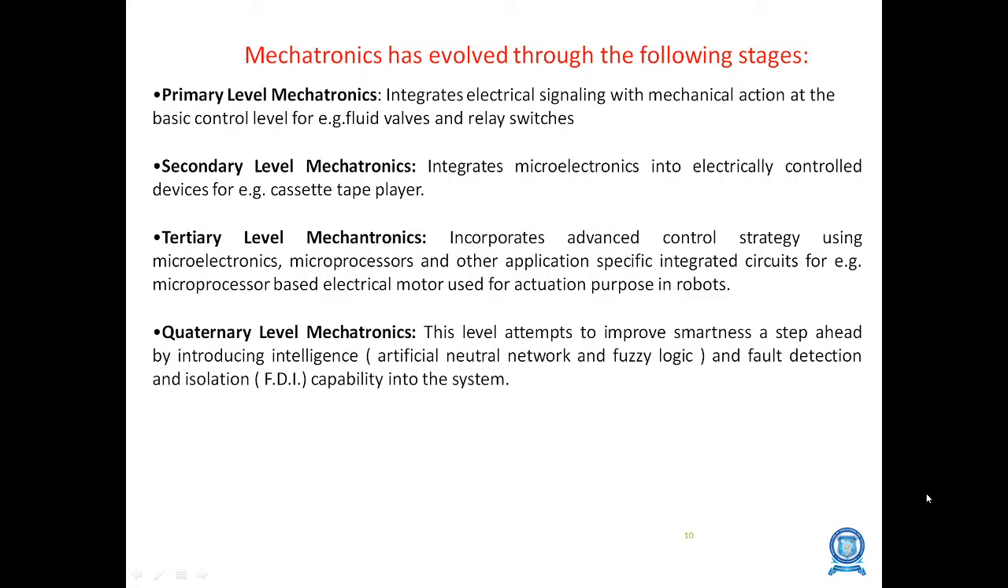Tertiary level mechatronics incorporates advanced control strategy, like microelectronics and microprocessors, into application specific integrated circuits, for example, a microprocessor based electrical motor for actuating purposes. Quaternary level mechatronics attempts to improve smartness a step ahead by introducing artificial intelligence, artificial neural networks or fuzzy logic, and fault detection and isolation capability into the system.